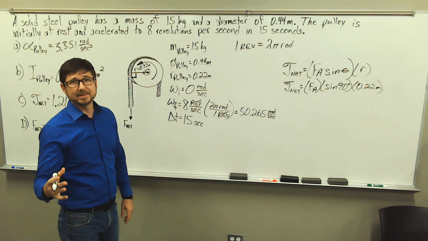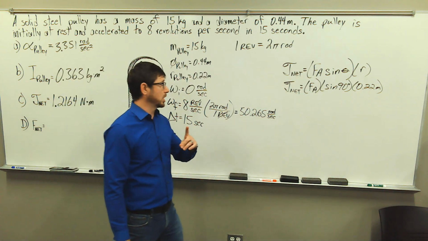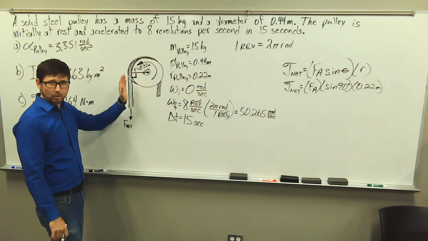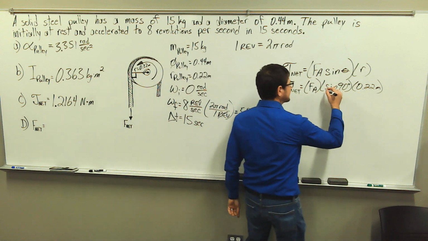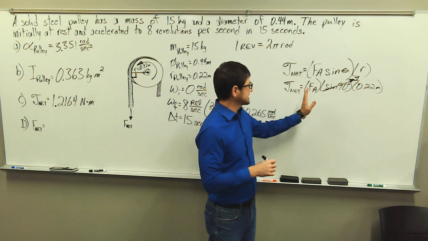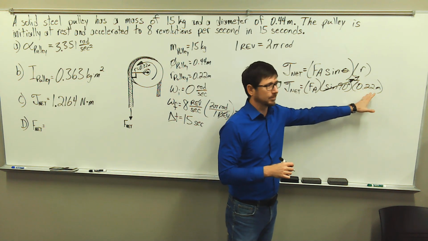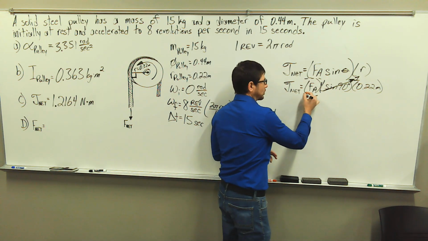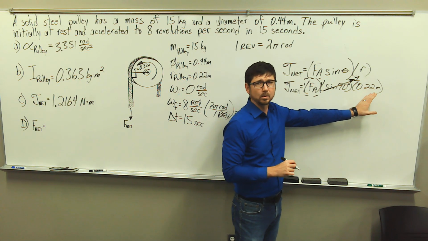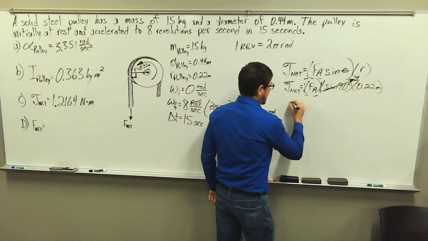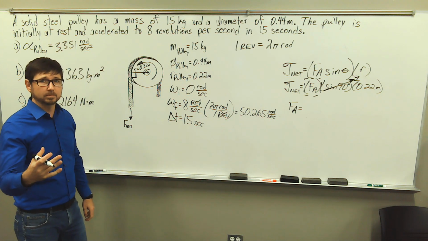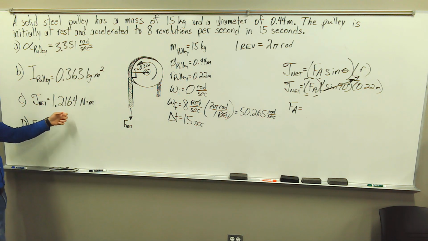Now we know that sine of 90 degrees is equal to 1, so what we're doing is maximizing our torque by applying a force in a perpendicular direction. So sine of 90 goes to 1. Now what I have is our applied force times our lever arm. We're going to isolate our applied force by dividing both sides of the equal sign by our lever arm, which is 0.22 meters. So applied force is equal to our net torque applied to the pulley. We're going to use our calculated value right here.